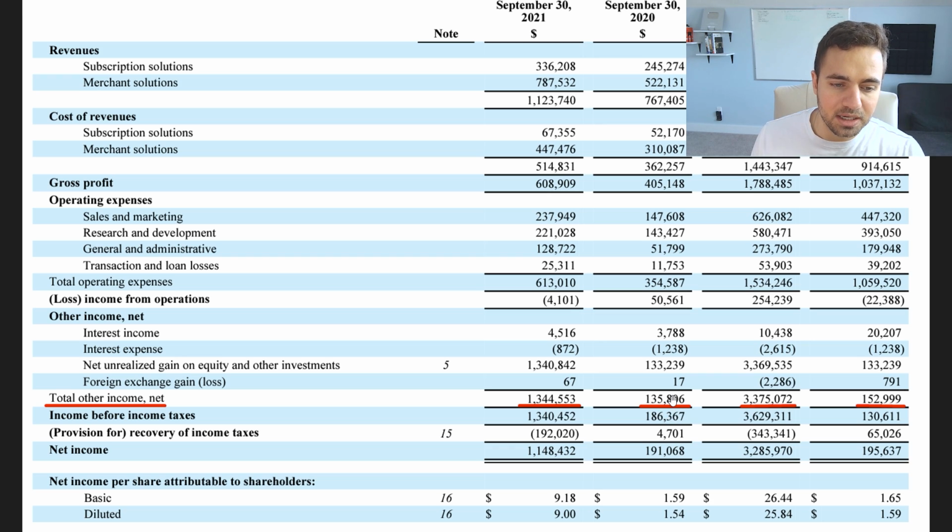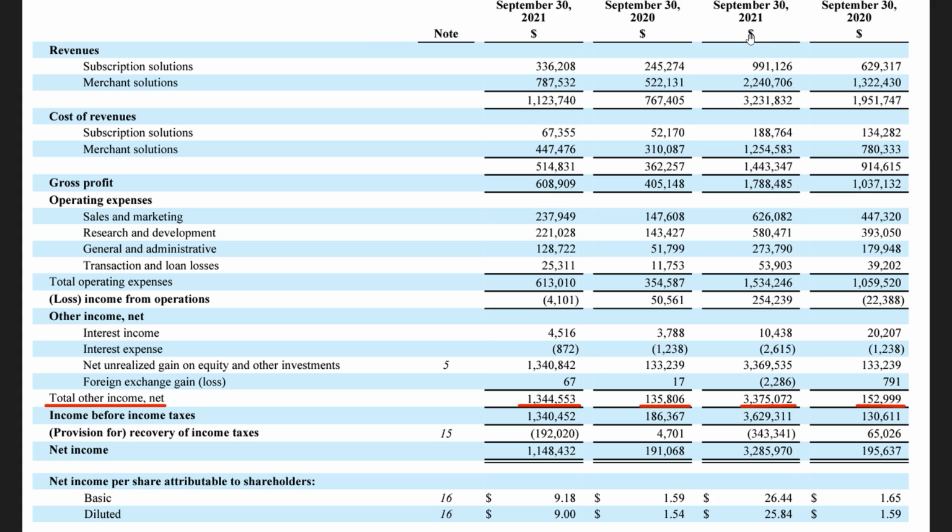So their other income year over year increased by about 1.2 billion, and their other income reported was more than the revenue that the business generated, okay? For the 9 months ended September 30th, 2021, Shopify reported other income of $3.375 billion versus $153 million the prior year. So year to date, they had an increase of other income of over $3.1 billion year over year. And again, their other income alone was more than the revenue that the business generated.